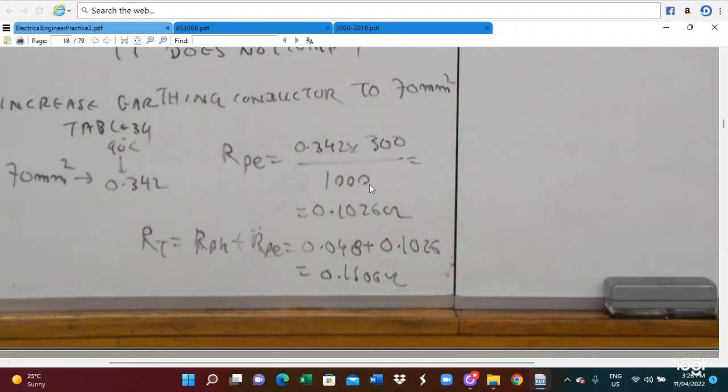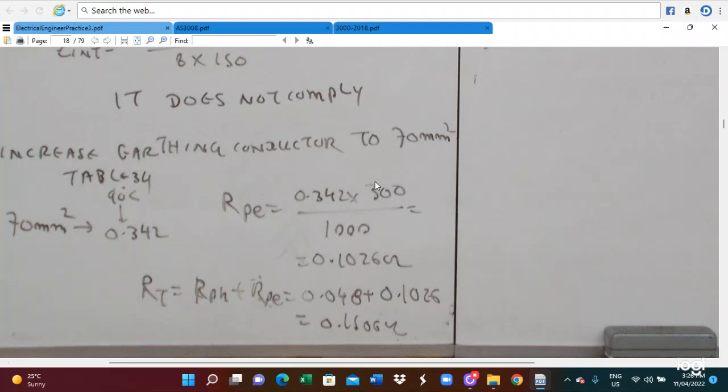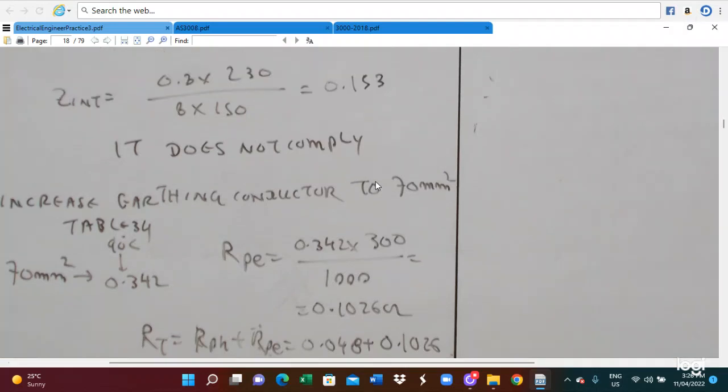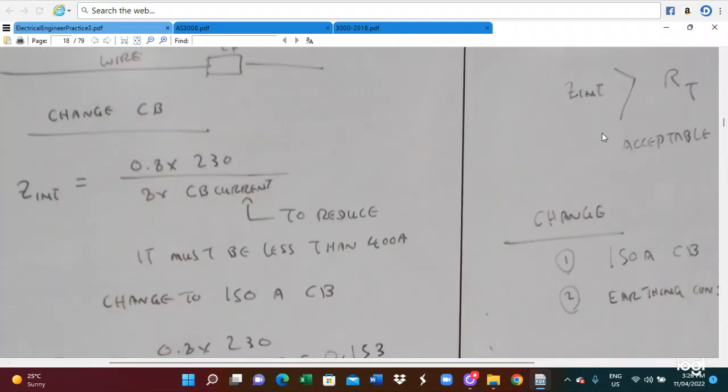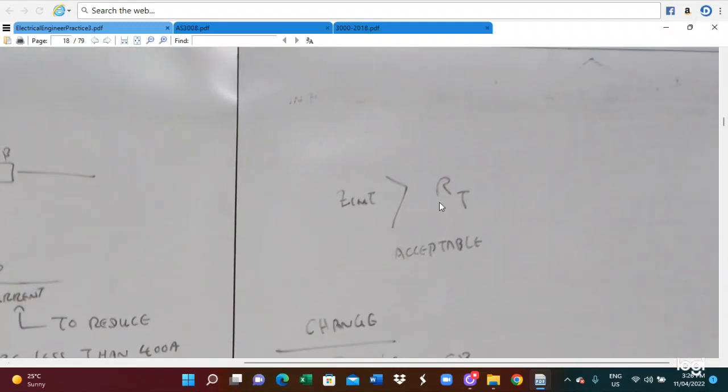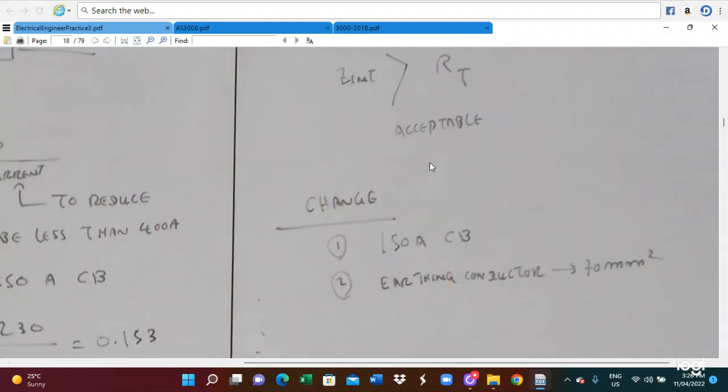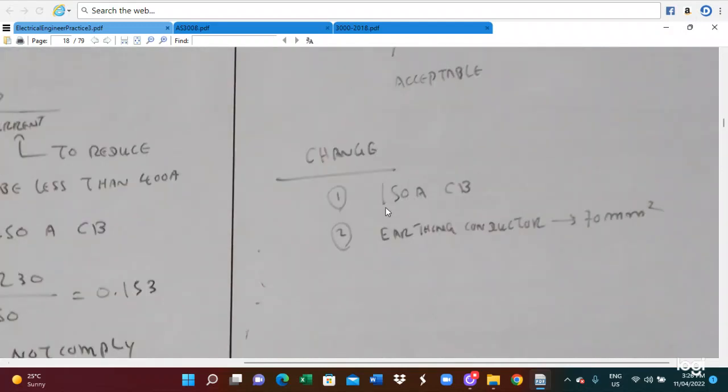We also increase the earth wire side to the given size. So this is 0.1106. Therefore the ZINT is greater than the total resistance, so that will be acceptable. Therefore the change we have to make is, instead of using the 400 ampere circuit breaker, we change to the 150 ampere circuit breaker. I think the earth wire is increased to the 70 millimeter square.